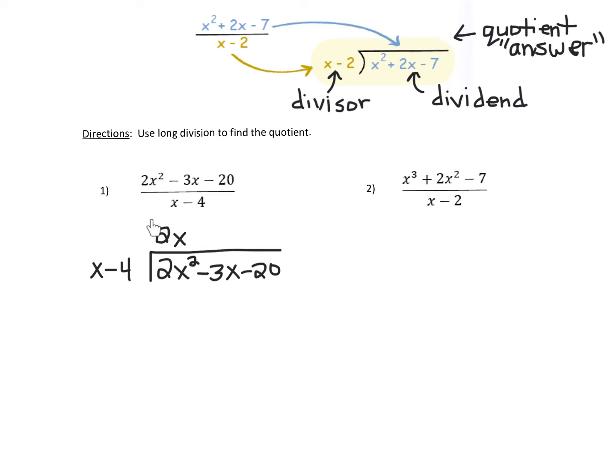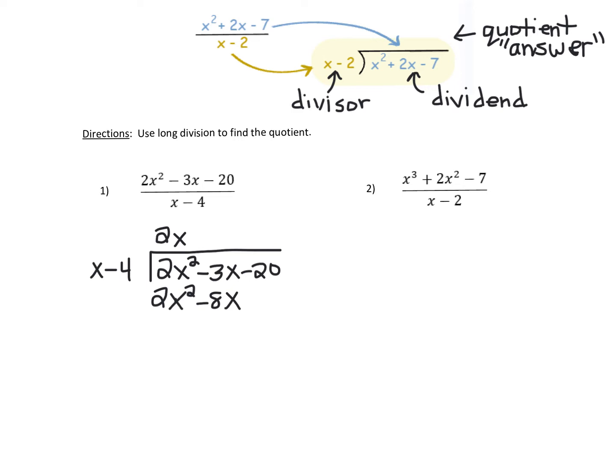So 2x times x is 2x squared. And then 2x times negative 4 is negative 8x. And I'm going to put it right under here. See how these are in line?